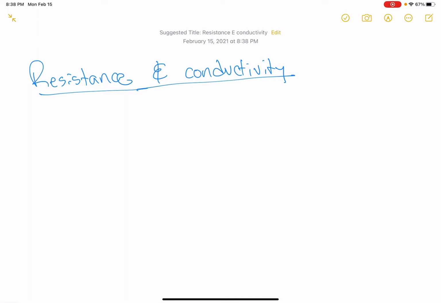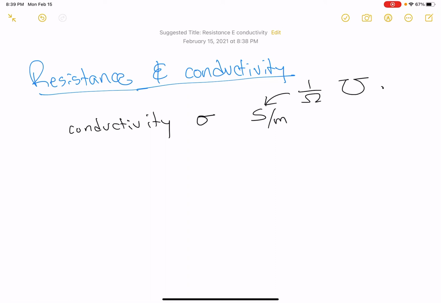Materials have another important property, and that is conductivity. For that, we use the symbol sigma, and it has units of Siemens per meter. And if you don't remember, those are 1/ohms. And sometimes people even use the symbol of an upside down omega, or they will write it as mhos, which is ohm backwards. Anyway, conductivity.